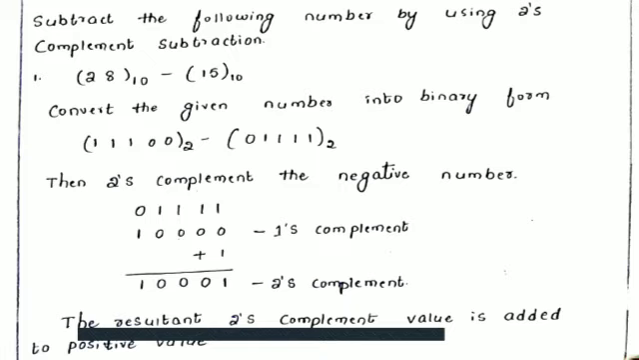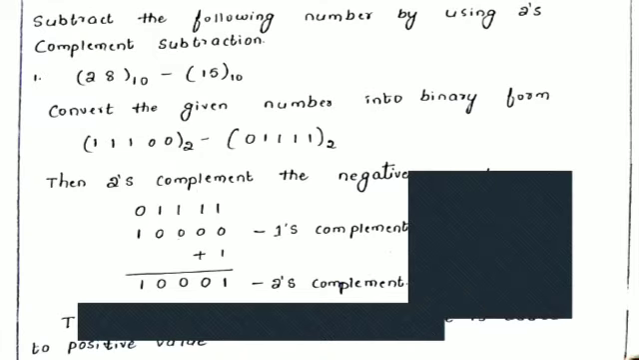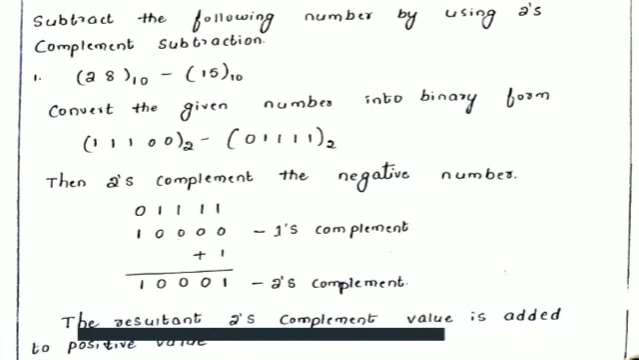For the 2's complement, we need to add 1 to the LSB. So 0 plus 1 results in 1, giving 10001. So this is the 2's complement of this number. After getting the 2's complement of the number, we need to add this 2's complement number to the minuend.